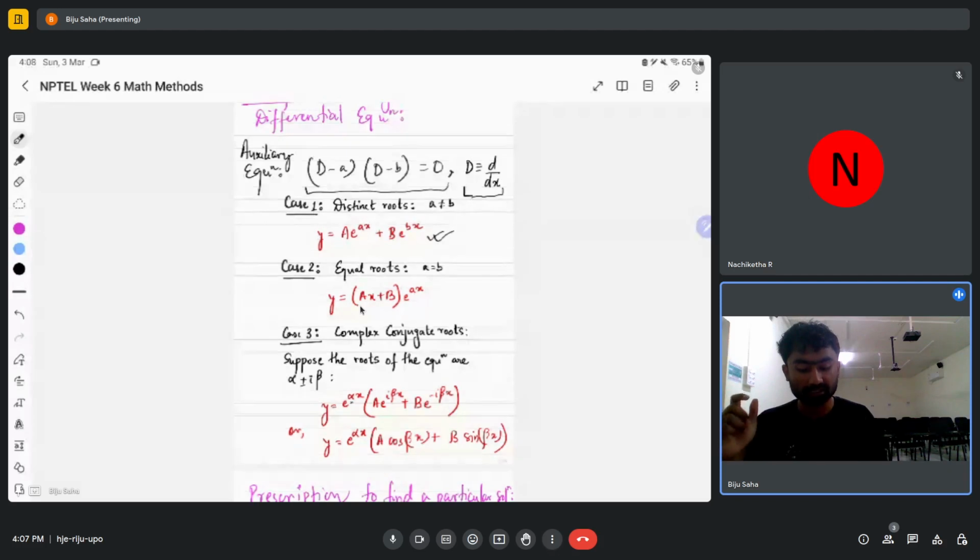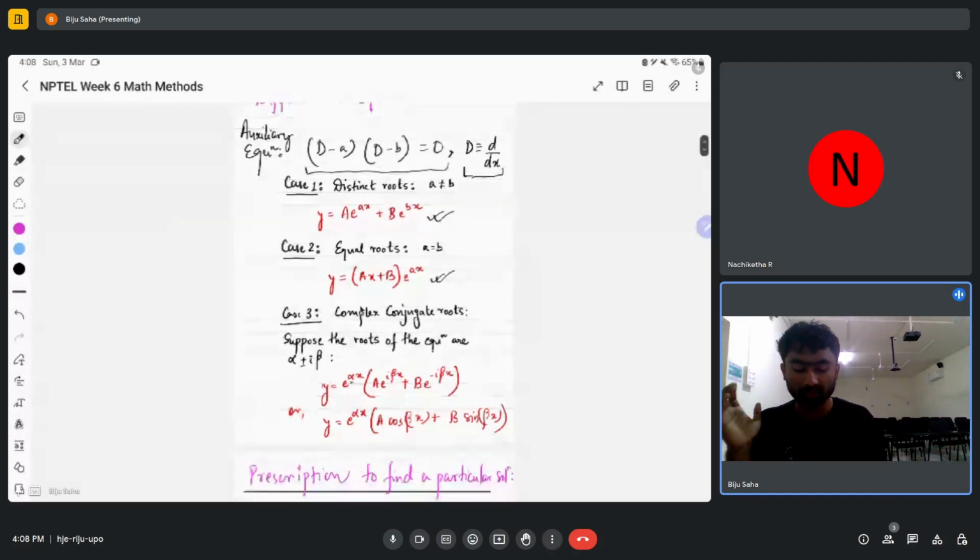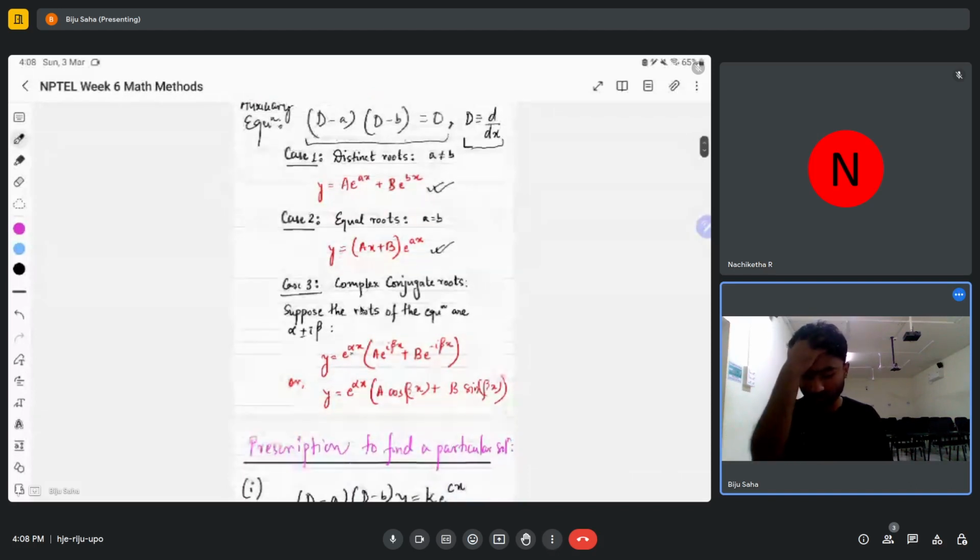Okay, and next case is the case of equal roots. So the case of equal roots is both of the roots of the auxiliary equation being equal. So in that case, the solution looks like this. So in every solution, you see there are two unknown constants, because it's a second order differential equation. So the capital A and capital B are the two unknown constants. And for the case when the roots are complex conjugate, they occur in pairs. So alpha plus i beta is one root, and alpha minus i beta is the other root.